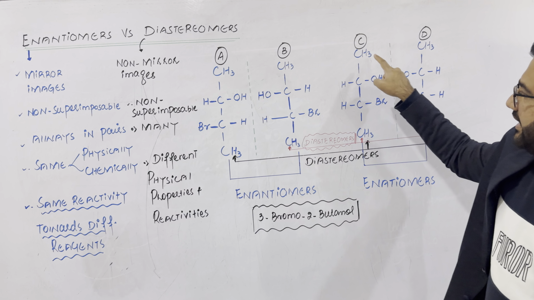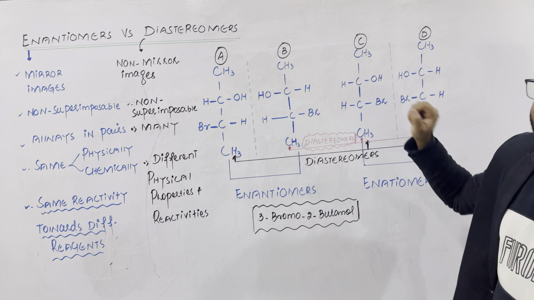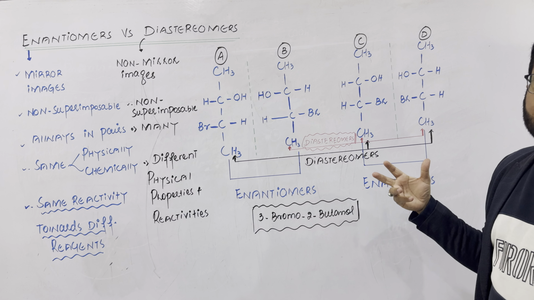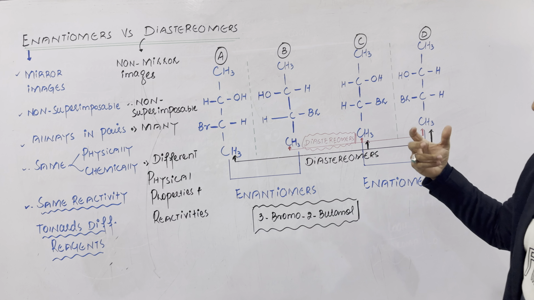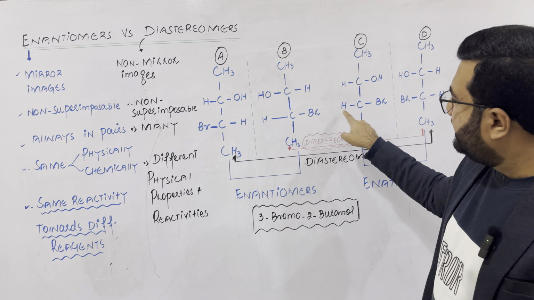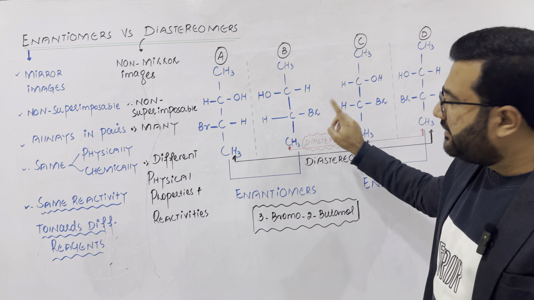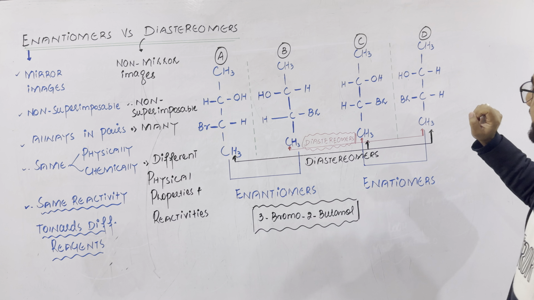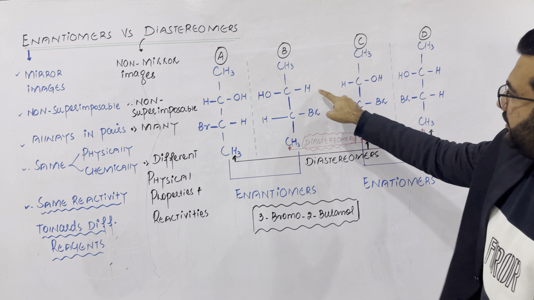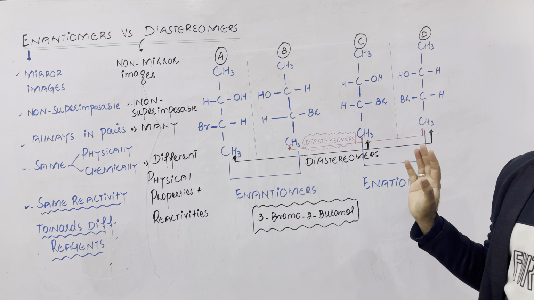Similarly, B and C and B and D are also diastereomers of each other. They are basically not mirror images of each other. You can see the difference between B and C at this bromine and hydrogen. If there were a mirror between them, they would not be mirror images of each other. And similarly, B and D, due to this H and OH, are not mirror images of each other.